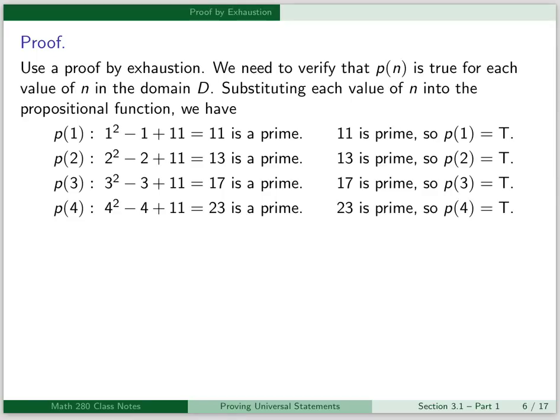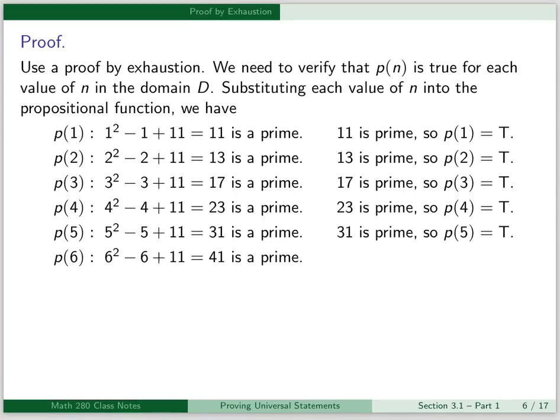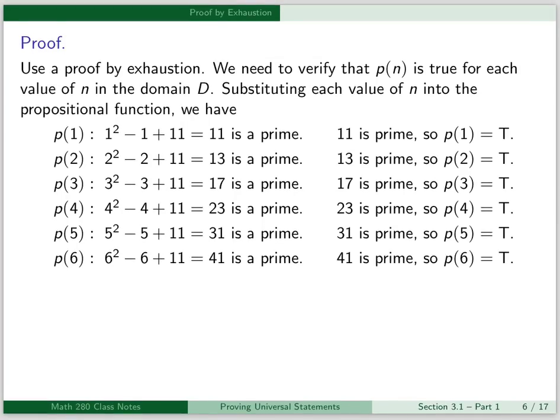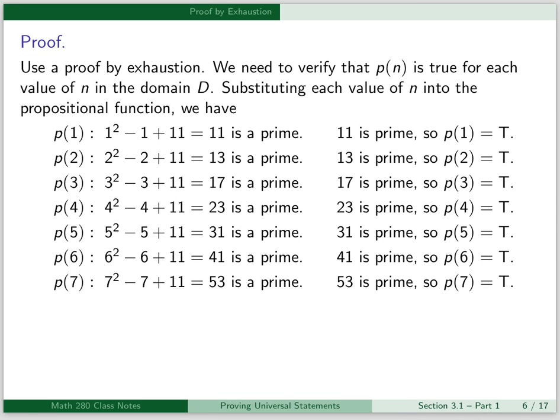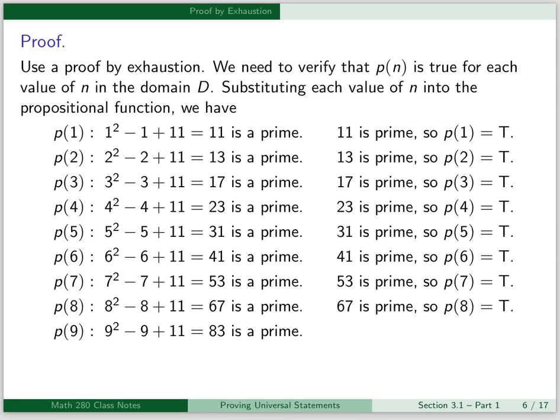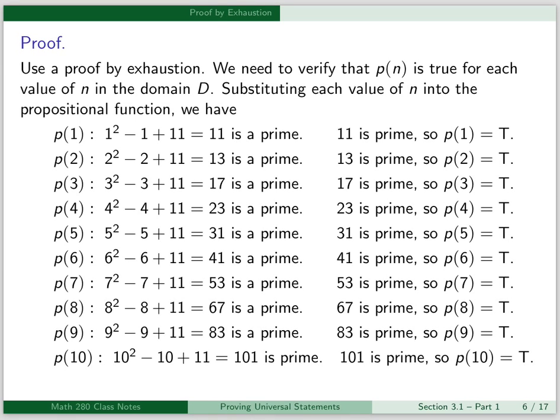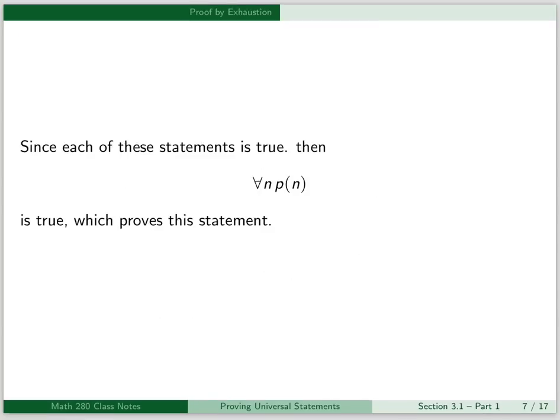We have P of 4, P of 5, P of 6, P of 7, P of 8, P of 9, and P of 10. Since each of these statements is true, then for all n, P of n is true, which proves this statement.